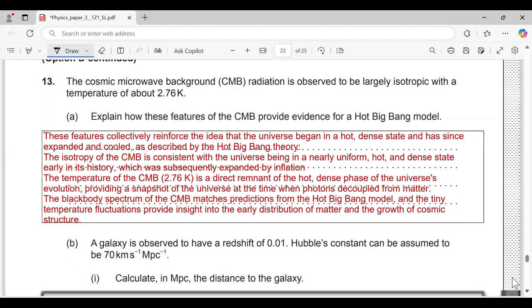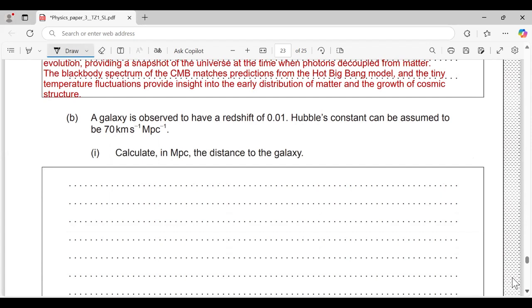All right, let's continue. A galaxy is observed to have a redshift of 0.01. The Hubble constant can be assumed to be 70 kilometer per second per Mpc. Calculate in Mpc the distance to the galaxy. To calculate the distance to the galaxy, we can use Hubble's law, which says that velocity of a galaxy equals Hubble constant multiplied by distance. If we are going to calculate the distance d, the formula becomes v over H0.